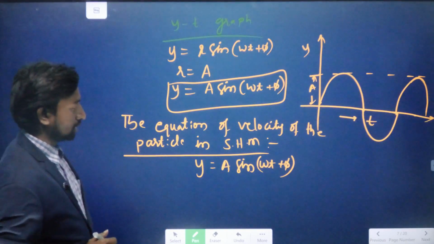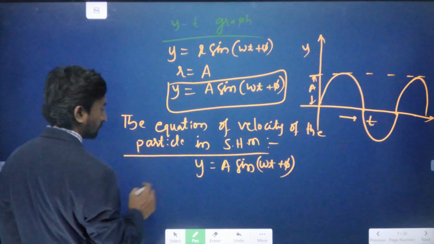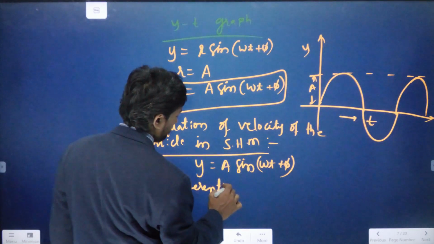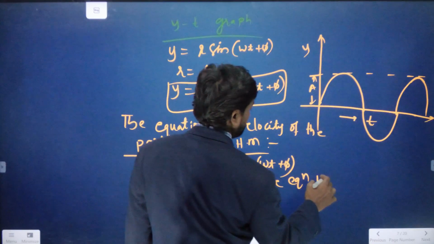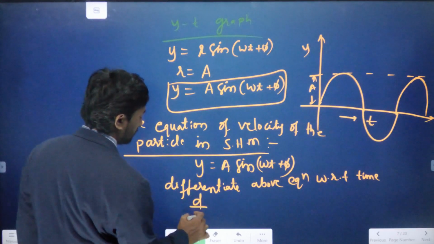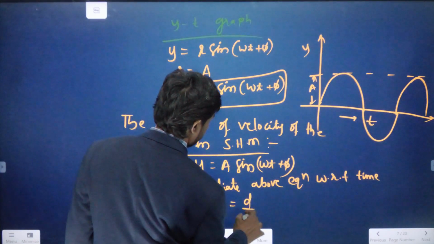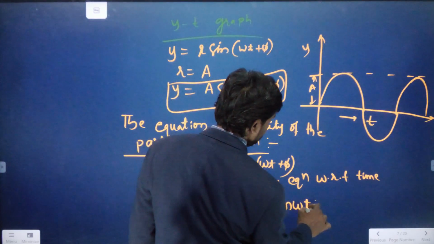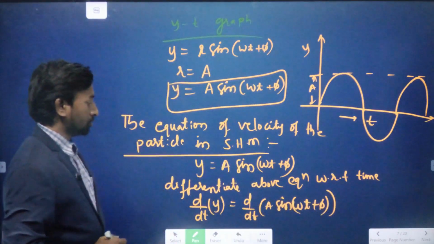For that we will use differentiation. If we differentiate the above equation with respect to time, then we get d by dt of y equals d by dt of A sine of omega t plus pi.